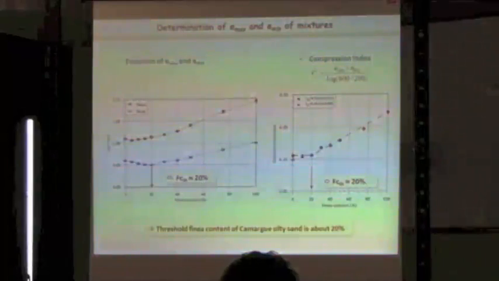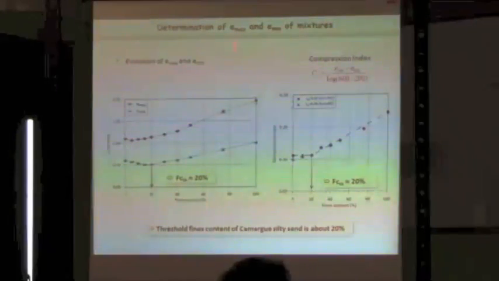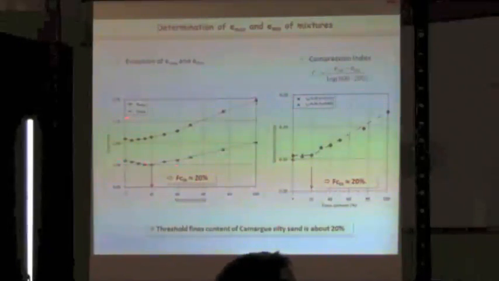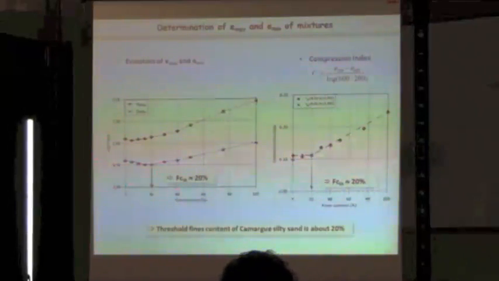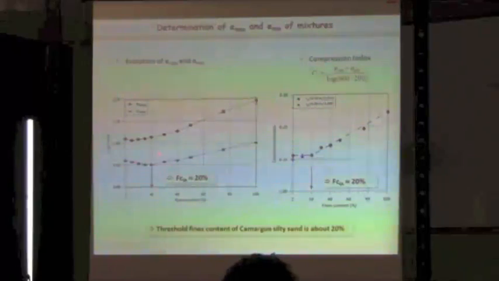Before performing any mechanical test, we first characterized our soil in terms of void ratio, as we are working with silty sand. We found that the maximum and minimum void ratios vary with the variation of the fines content. You see here that the evolution of the minimum void ratio is as follows: it decreases until a certain amount of fines content, which is about 20%, and then starts to increase.